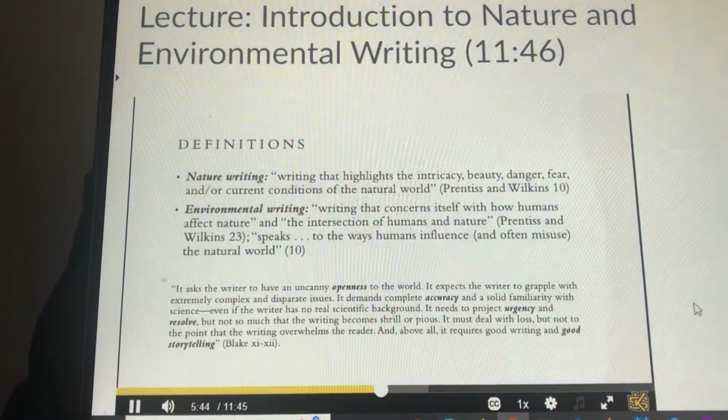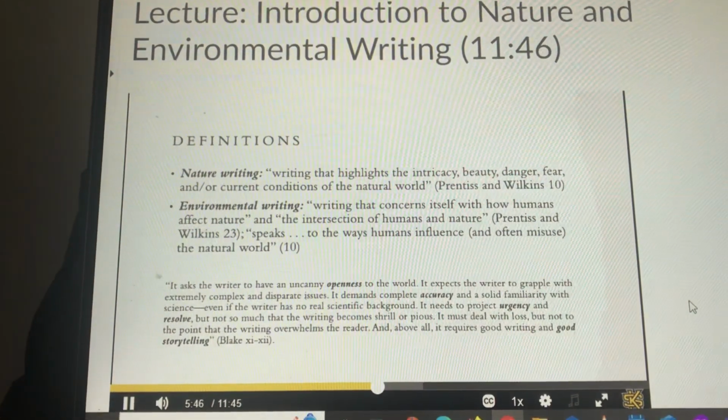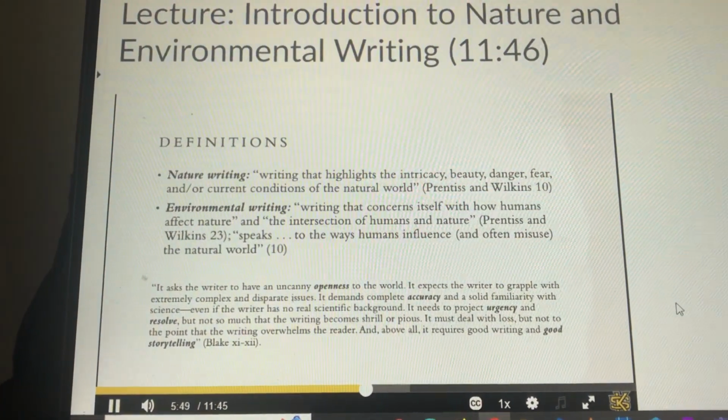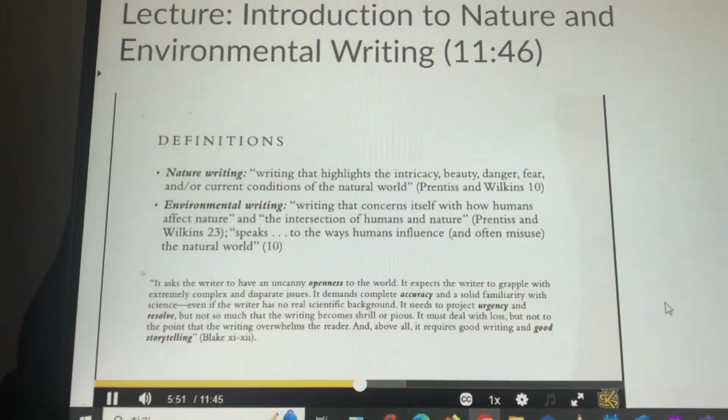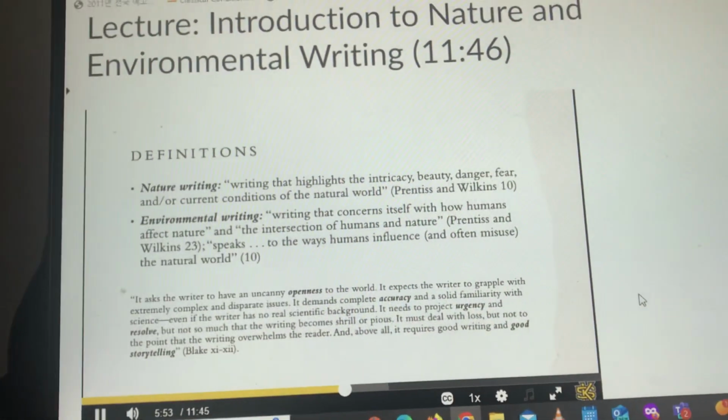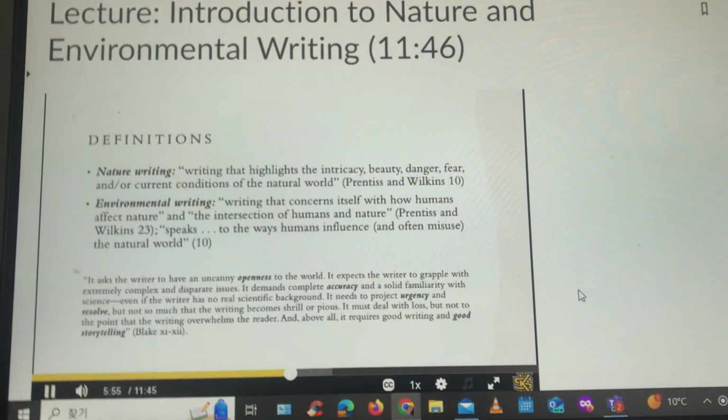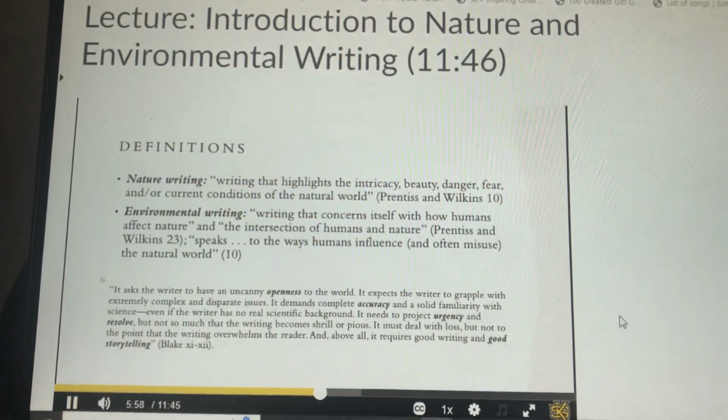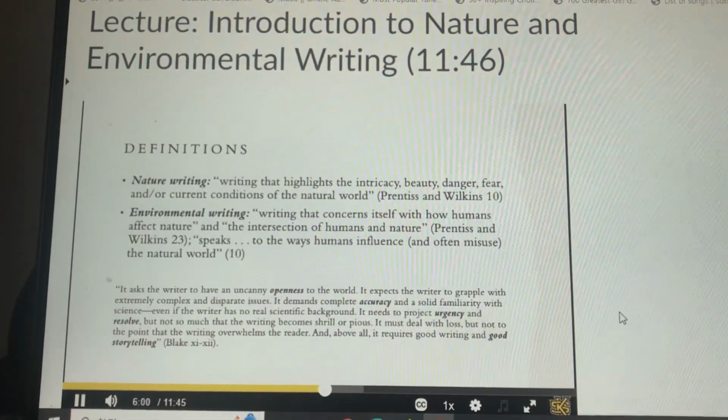I want to share another quote, and this one comes not from our textbook, but from an anthology of nature, environmental, and place-based writing titled Wild Branch. In the foreword to that collection, H. Emerson Blake gives us his take on writing about nature.